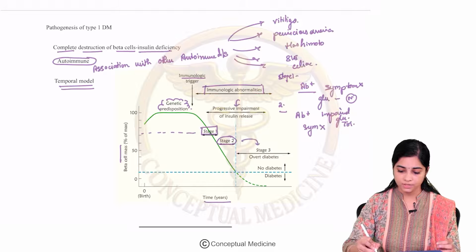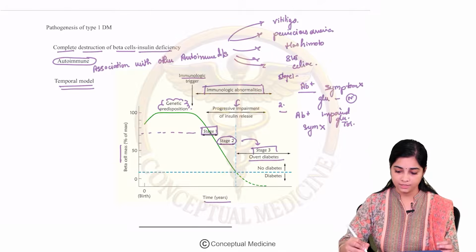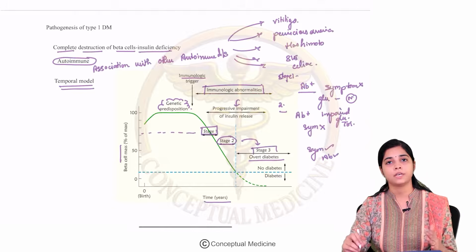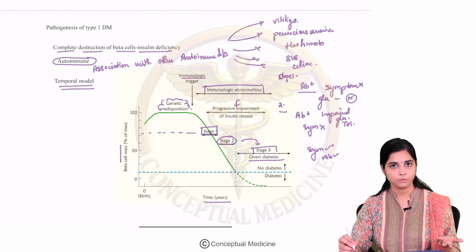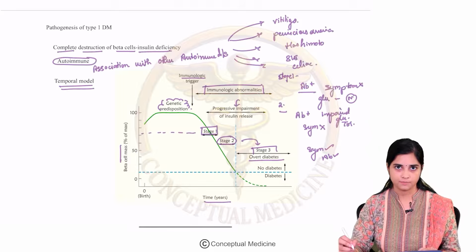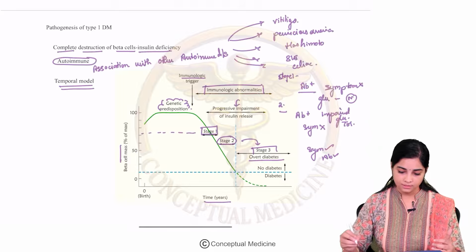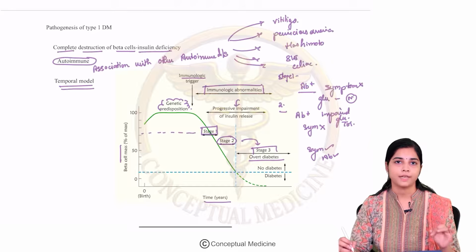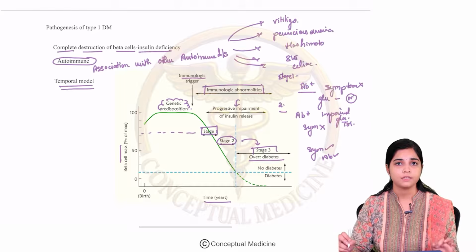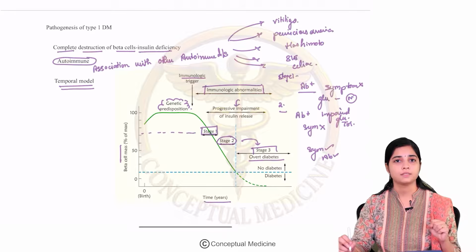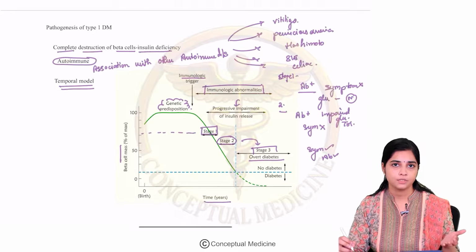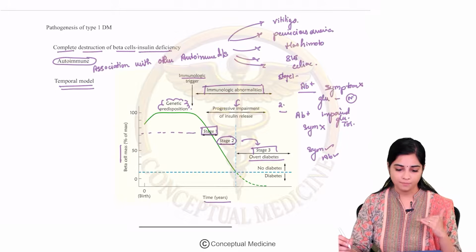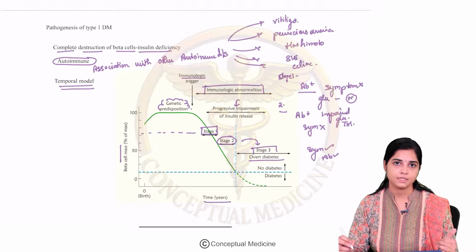Then they go into stage 3, which is overt diabetes, where they are symptomatic, antibodies are positive and they have full-blown diabetes, with random blood sugar values more than 200, fasting more than 126. So this is your temporal model and your pathogenesis of type 1 DM. The basic crux of the matter in type 1 DM is that in a genetically predisposed individual, sometimes environmental triggers or autoimmune triggers can be there, and there is complete destruction of your beta cells.